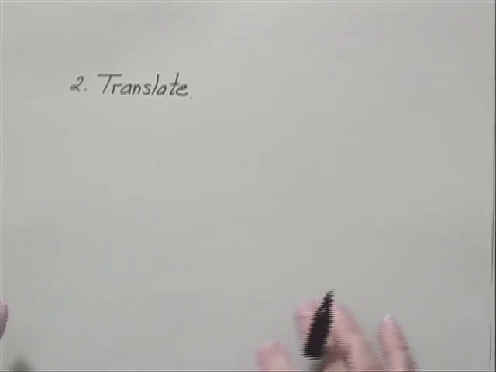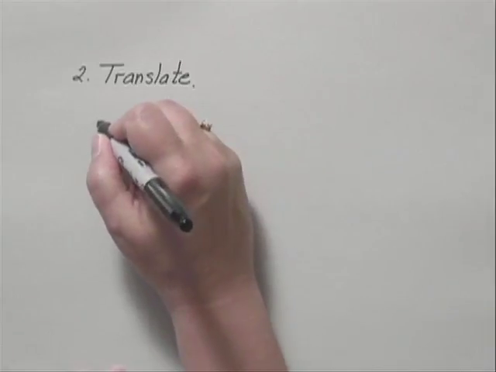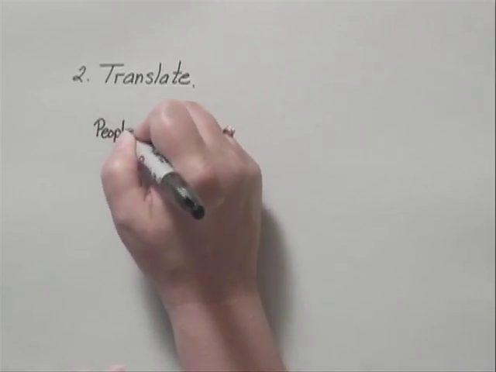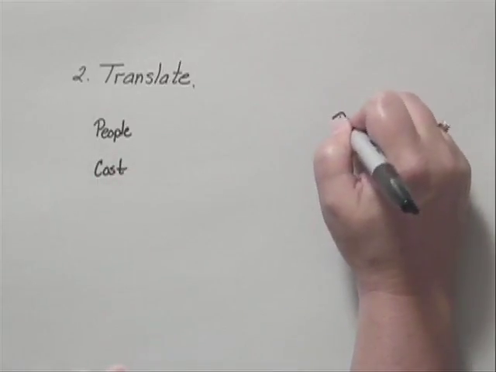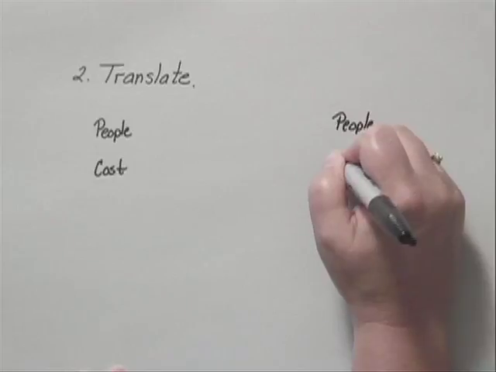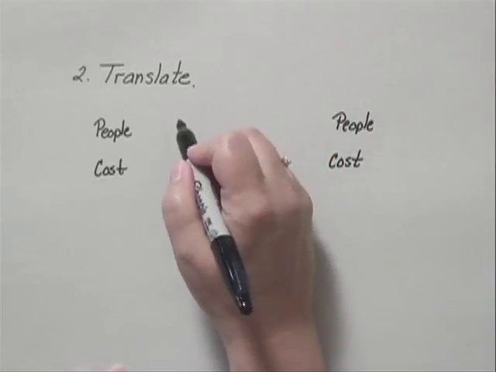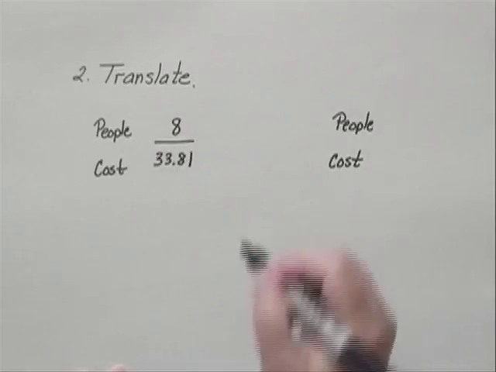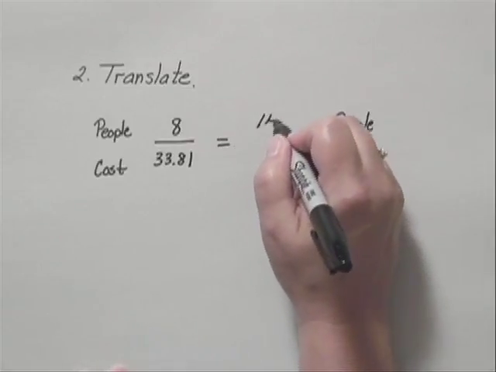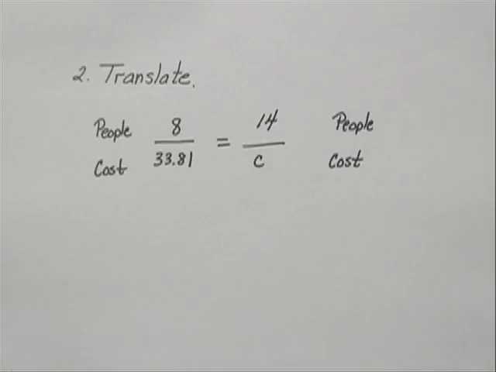Now the key to translating to a proportion is to get the same unit in the numerator and denominator for each ratio. We will put people in the numerator, cost in the denominator, and in the other ratio we will put people in the numerator and cost in the denominator. Now the numbers given in the problem: for 8 people, it cost $33.81. So for 14 people, it should cost C dollars, because C was our variable that's going to stand for how much it should cost.